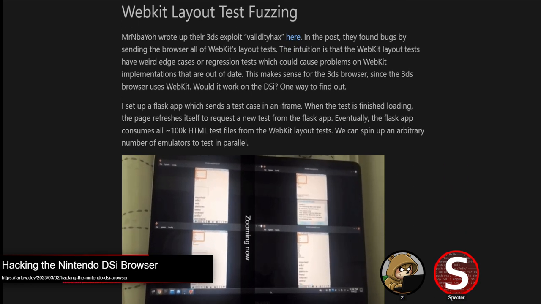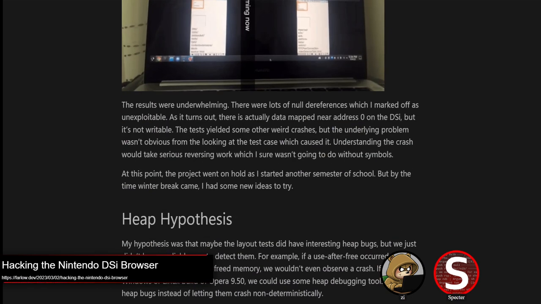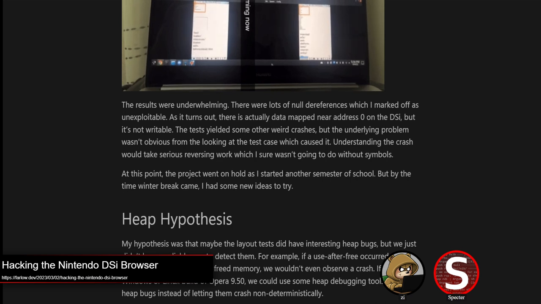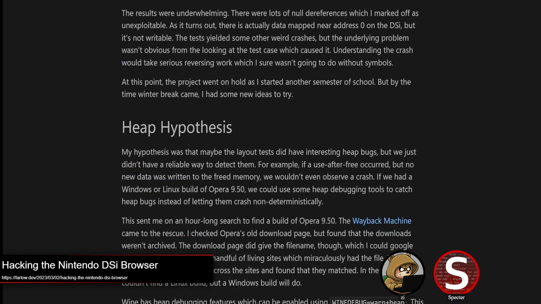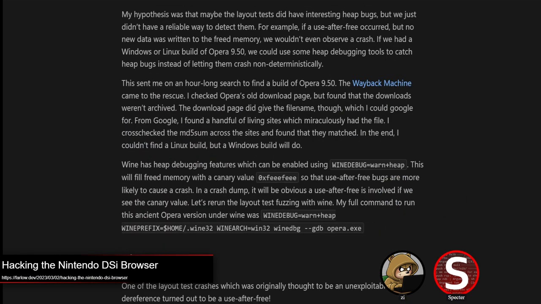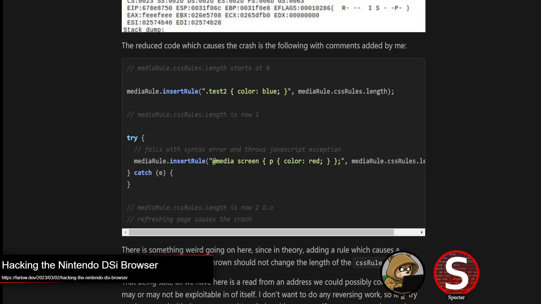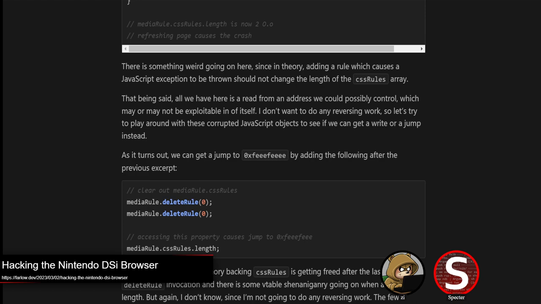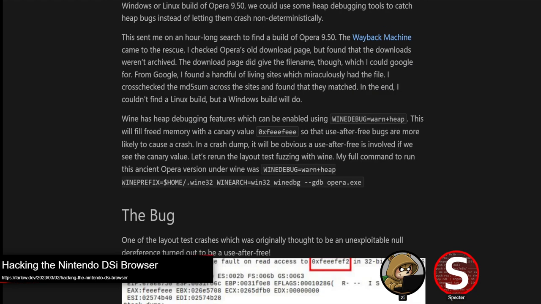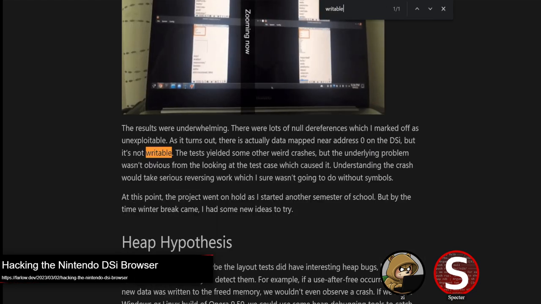So they did, and they hit a fair amount of crashes. At first, none of them really looked too promising, though. Basically, all of them were null derefs, which, since the DSi is an older device, there is data mapped near zero on the DSi, but it's not writable. So it's not really that interesting from a null deref perspective for getting corruption.